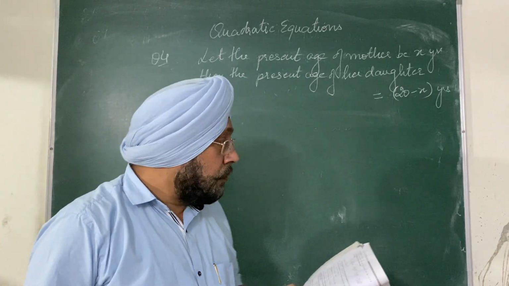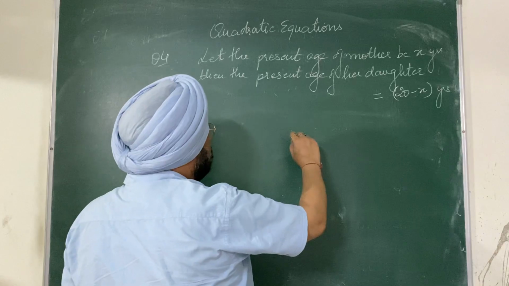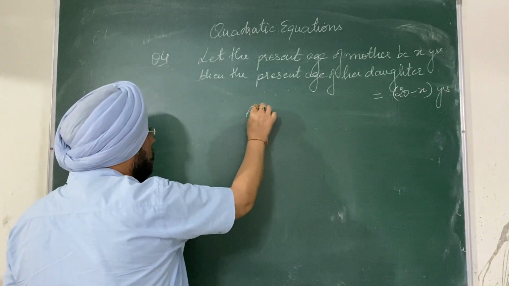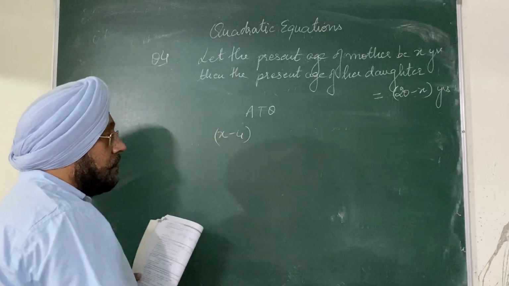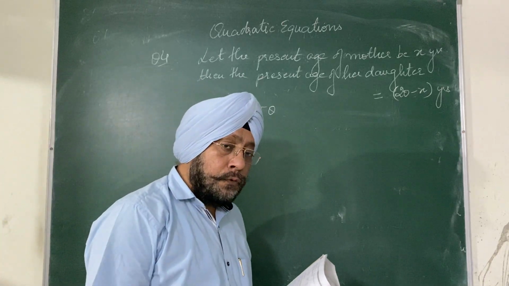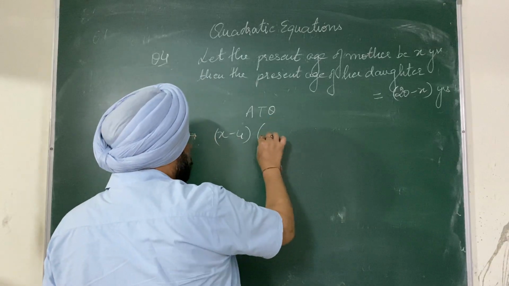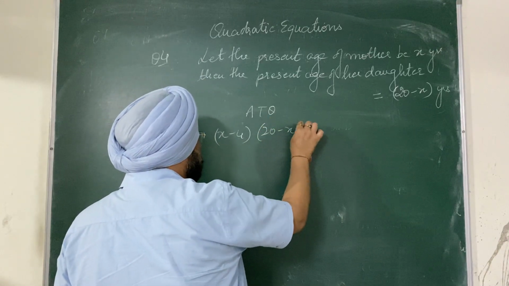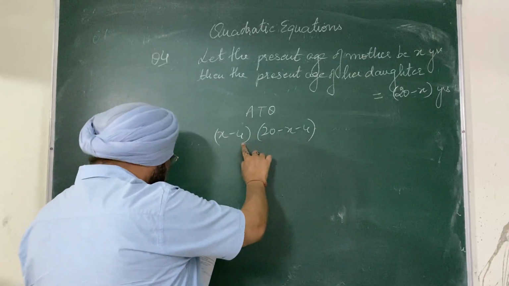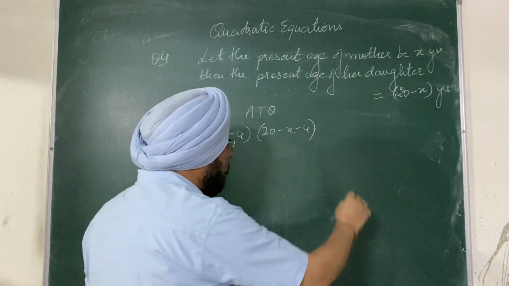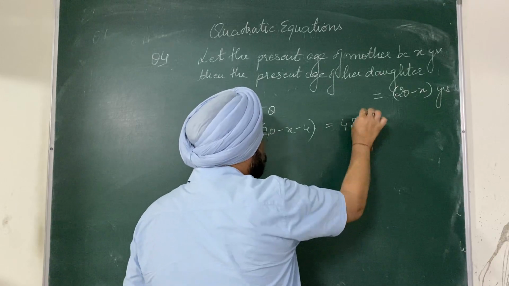Now 4 years ago, can I say what is the age of the mother 4 years back? It will be X minus 4. And what is the age of her daughter 4 years back? So subtract 4 years from the daughter's age, and now the product of the ages becomes equal to 48.